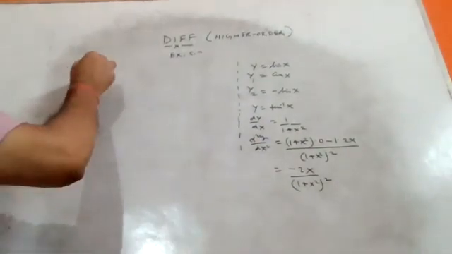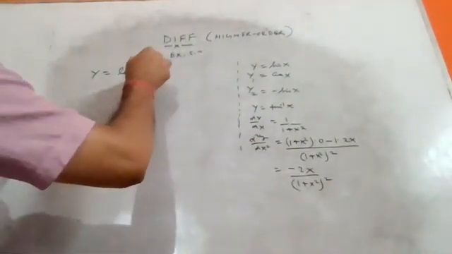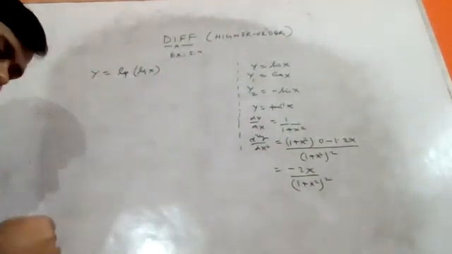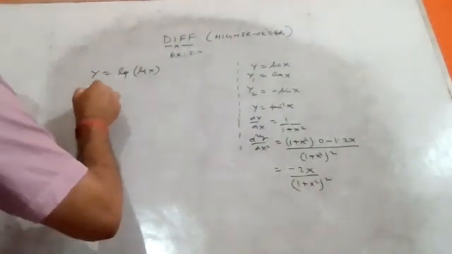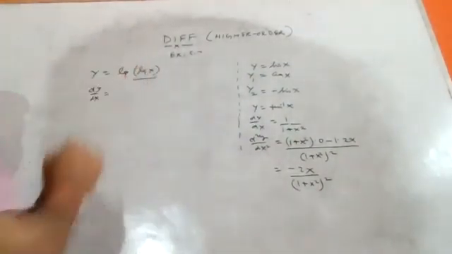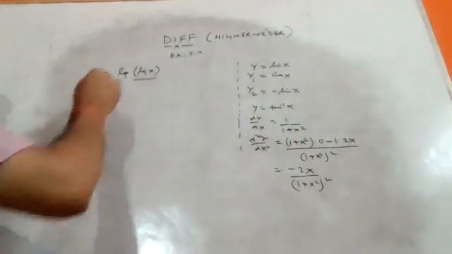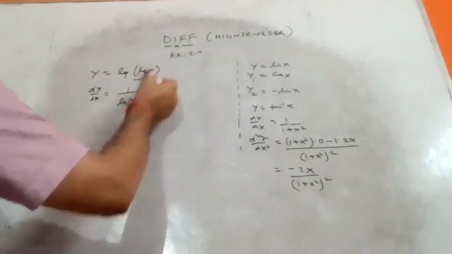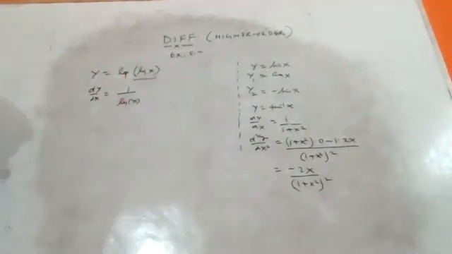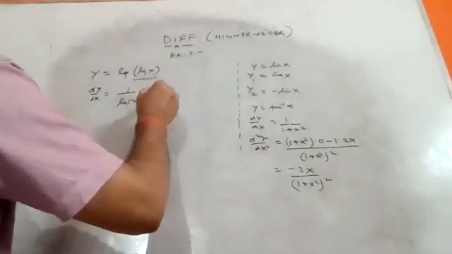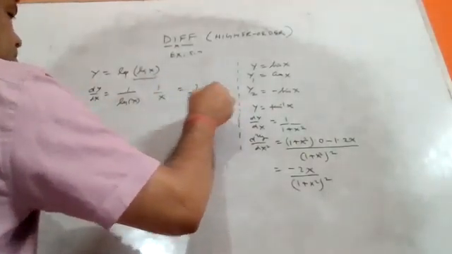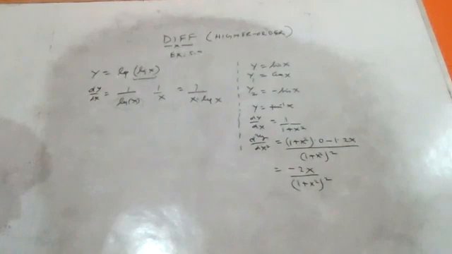Suppose they ask y is equal to log of log x, find the second order derivative. First of all, you calculate dy upon dx. Differentiation of log of this is 1 upon log x, and if this is your x, log x differentiates to 1 upon x. So finally it is 1 upon x log x. This is your first order derivative, that is dy upon dx.